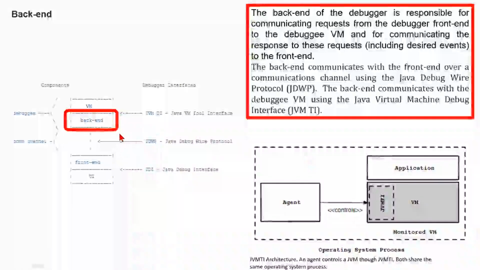Focusing on the backend. The backend of the debugger is responsible for communicating requests from the debugger frontend to the debuggee VM and for communicating the response to these requests, including desired events, to the frontend. The backend communicates with the frontend over a communications channel using the Java Debug Wire Protocol, JDWP. The backend communicates with the debuggee VM using the Java Virtual Machine Tool Interface, JVM TI.